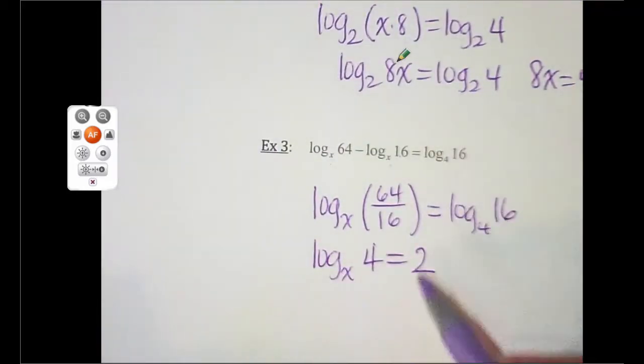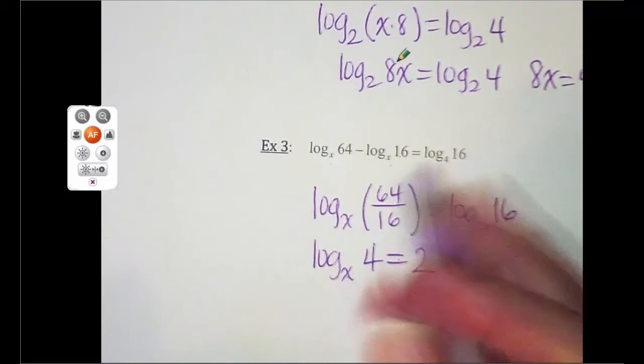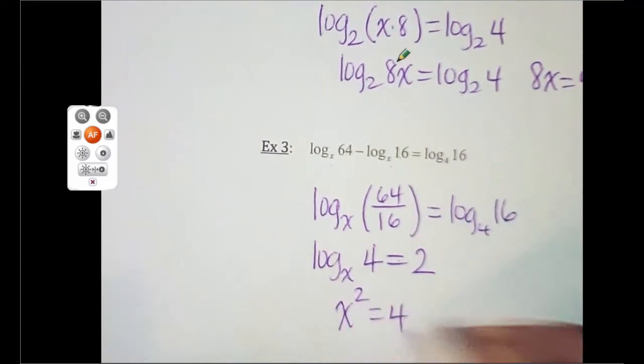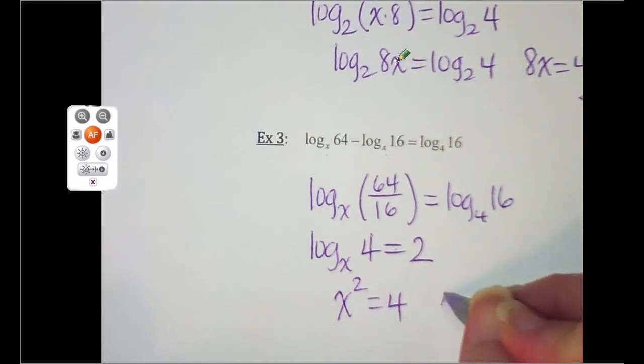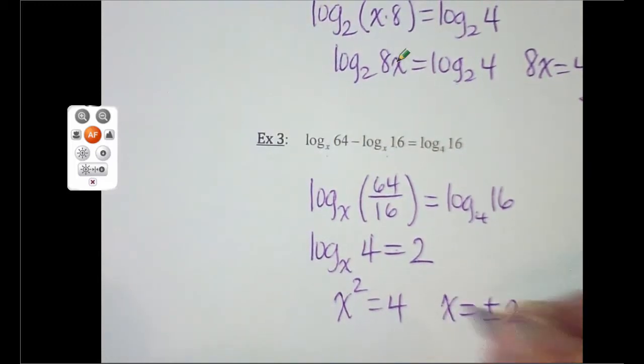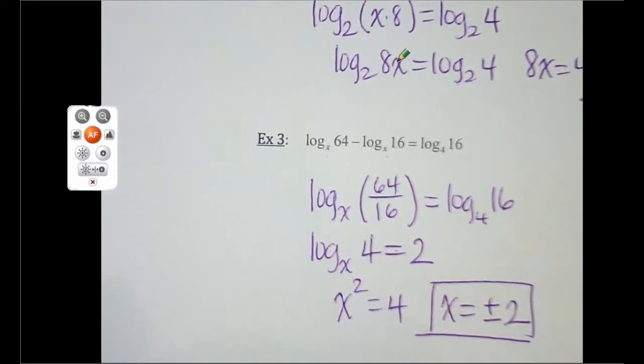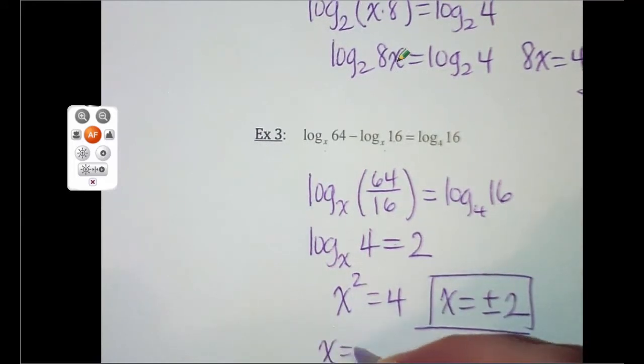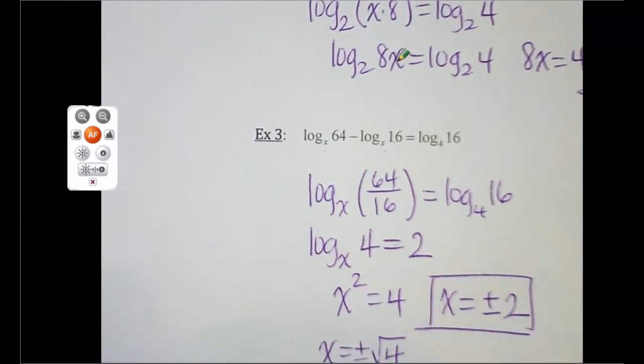And now I can read this sentence. 2 is the exponent on x that gives me 4. Well, if x squared is 4, x is positive or negative 2. Remember, when we solve a square, we square root and we get all possible roots, so it's plus or minus root 4.